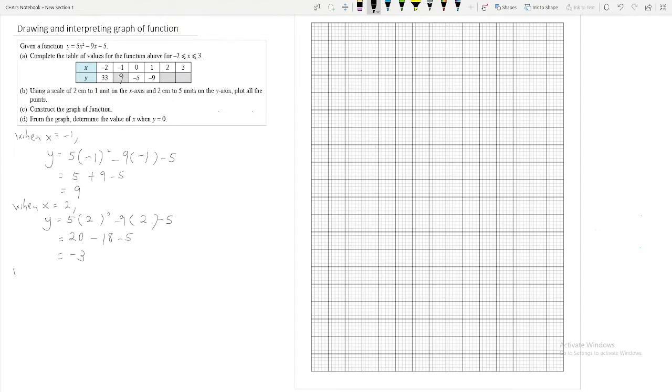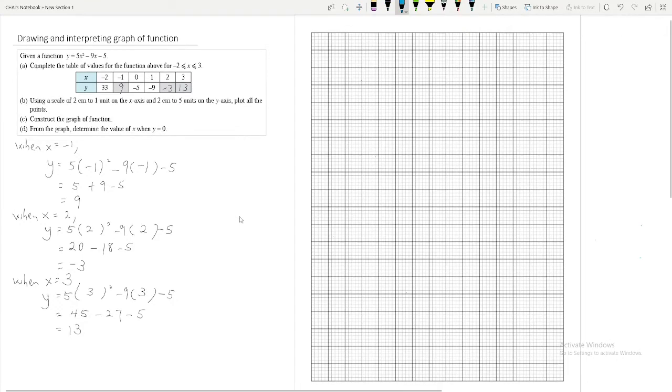-3. When x equals 3, so this is -3 and x equals 3, y equals 5x squared minus 9x minus 5, and everything with x we substitute with 3. 45 minus 27 minus 5 equals 13. So you have 13 here. So I have filled the table.